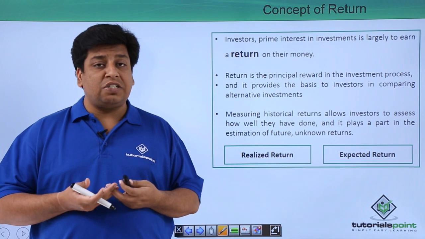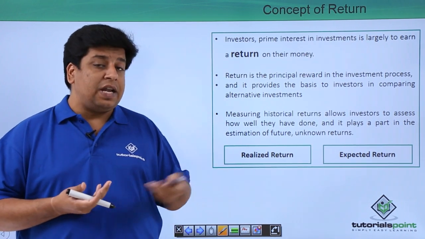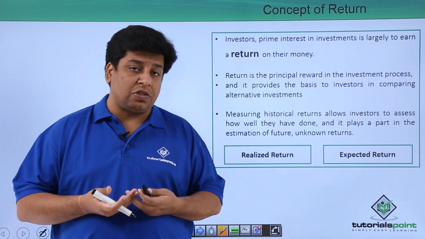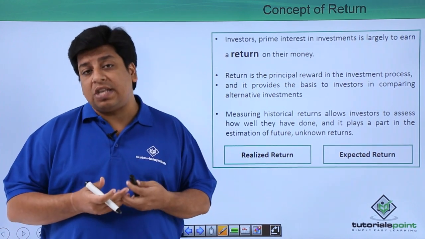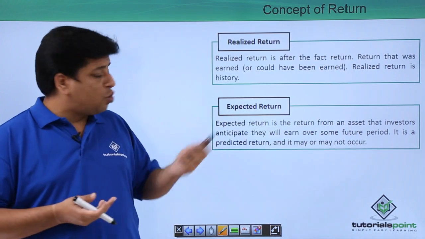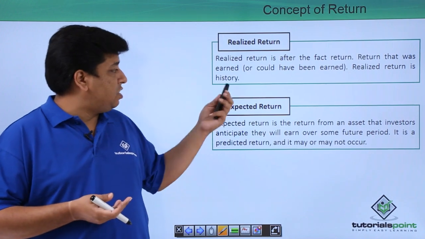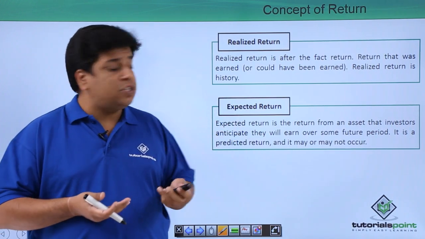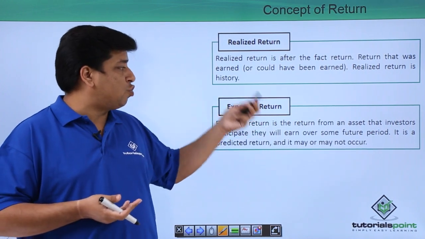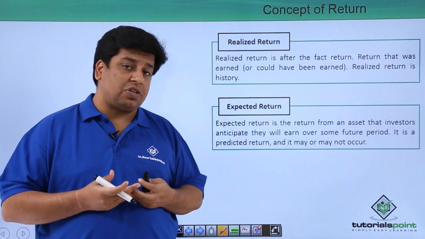So basically, returns will be of two categories. One is your realized return and the second is your expected return. Now let's see what is realized return and what is expected return. Realized return is after-the-fact return. Return that has been earned, or was supposed to be earned, or could have been earned. Realized return is history.